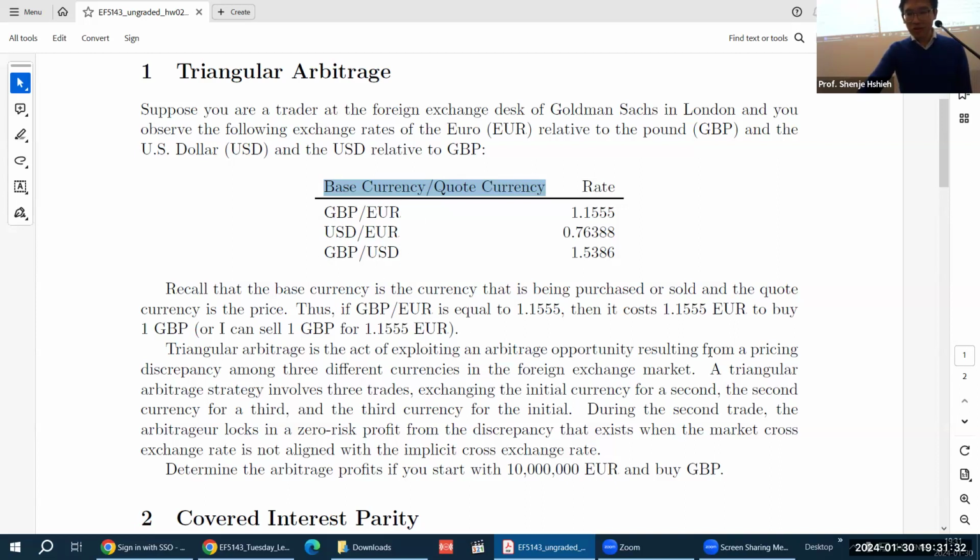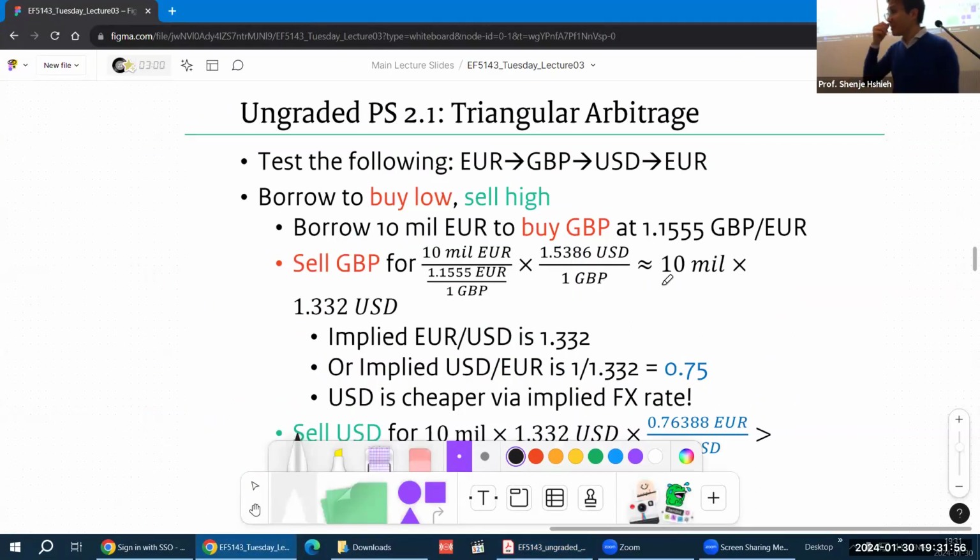And you're supposed to construct your triangular arbitrage starting from euros. So we go from euros to pounds to dollars and circle back to euros. That's what we need to check. Okay, so very straightforward question. So let's go ahead and highlight the intuition here. Objective: euros, pounds, dollars, euros. That's what we need to check. Intuition: sell high, buy low, or buy low, sell high. That's the big idea.